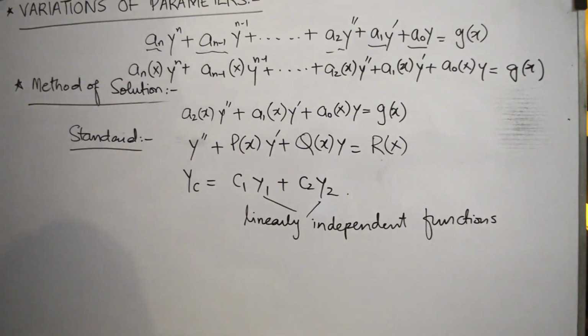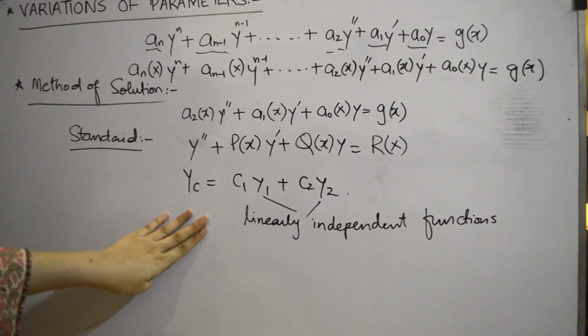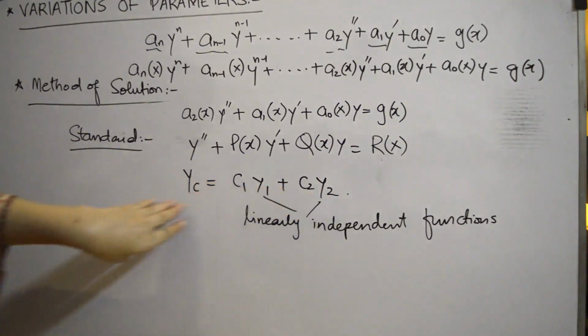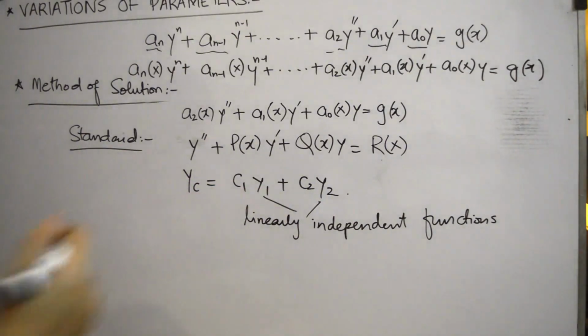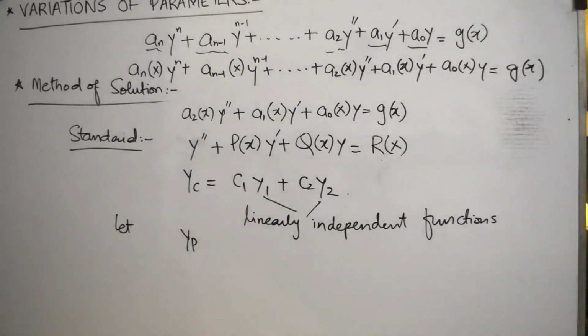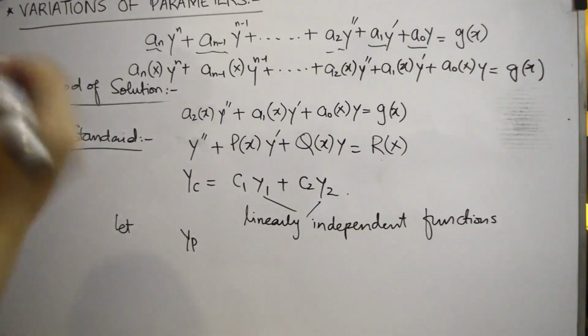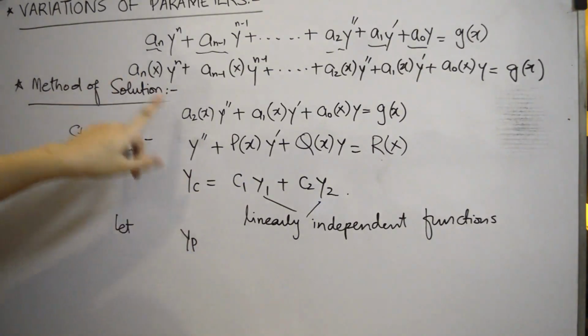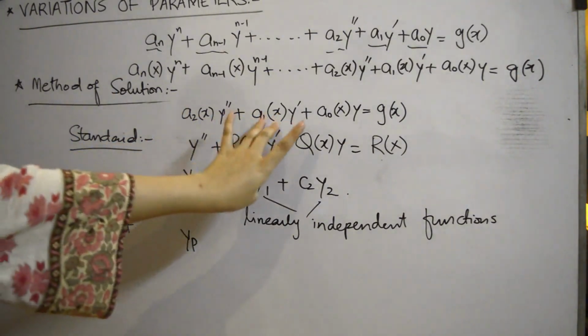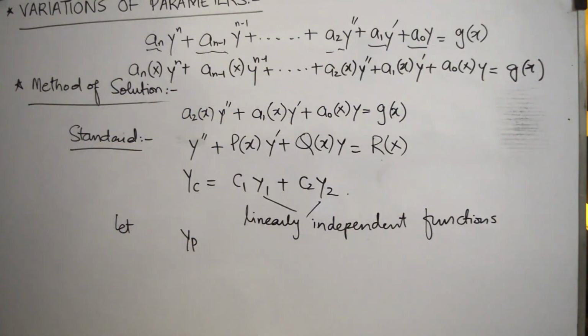What does variation of parameters do? By looking at the complementary function, we just suppose the particular solution on the basis of this complementary function. This is so simple. Let yp be our assumption, instead of constants c1 and c2, because here we don't have constants any more, we have functions a2(x), a1(x), a0(x), which are functions of x.